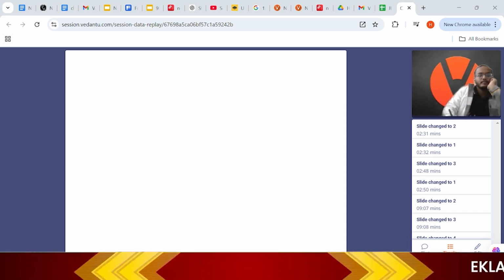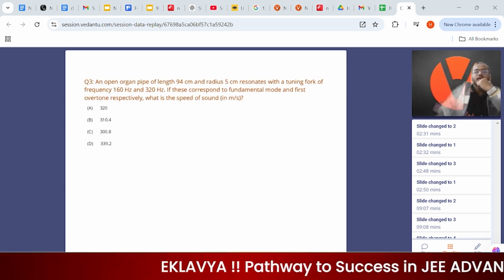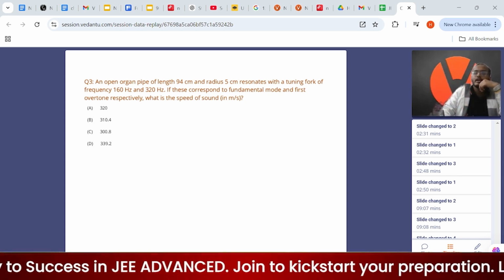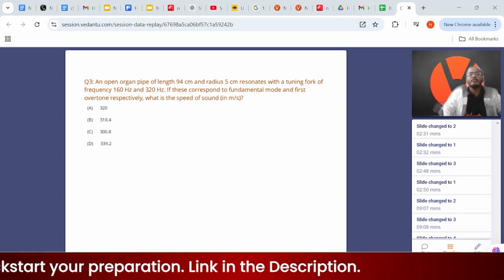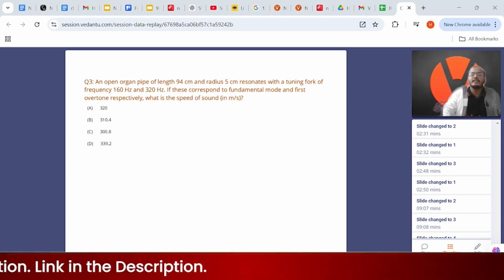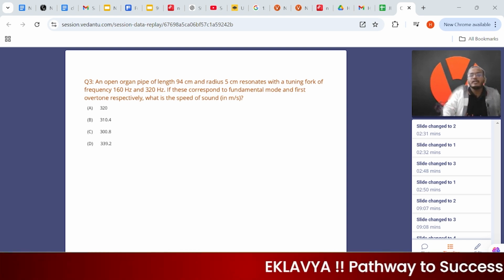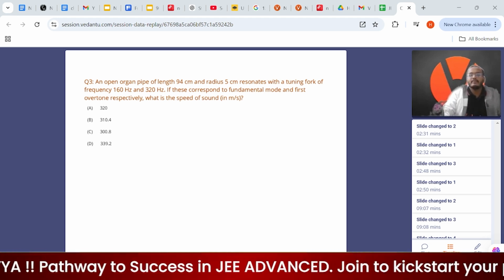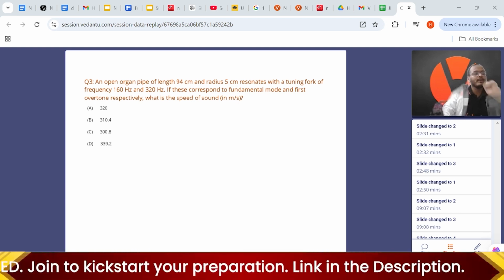Okay, so let's come on to the next question. It's a question basically from resonant organ pipe. So an open pipe of length 94 centimeter and radius 5 centimeter resonates with tuning forks of 160 hertz and 320 hertz. If these correspond to the fundamental mode and first overtone respectively, what is the speed of sound? This is a directly formula based question.